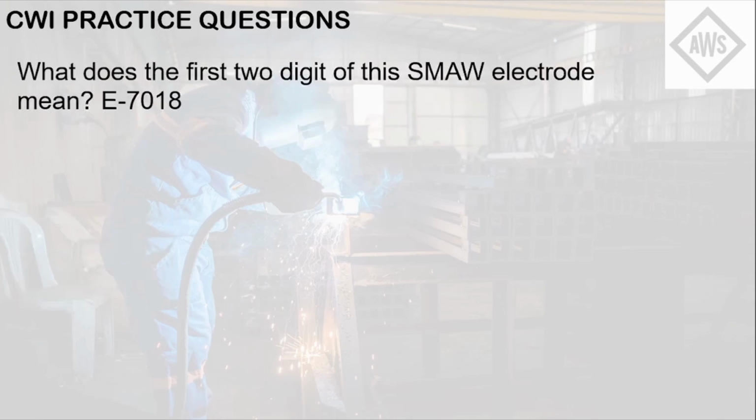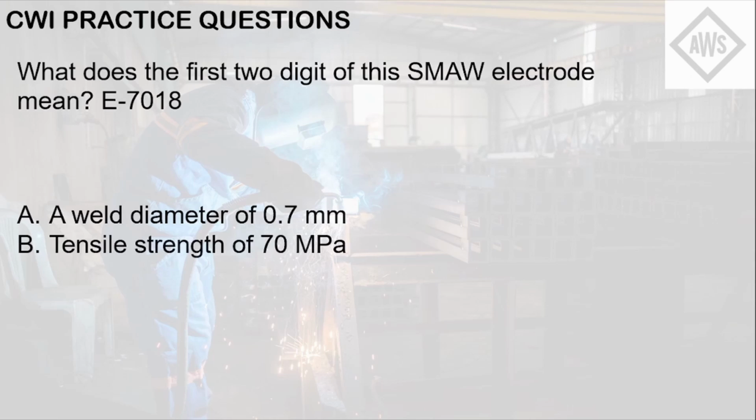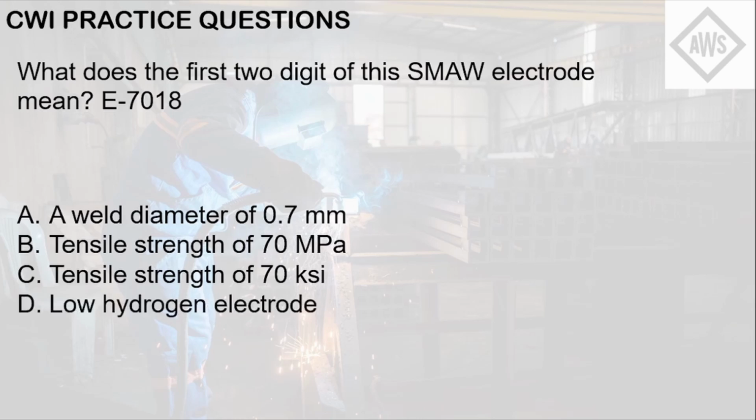Next question about welding electrodes. What does the first two digits of this SMAW electrode mean? E7018. A, weld diameter of 0.7 mm. B, tensile strength of 70 MPa. C, tensile strength of 70 KSI. Letter D, low hydrogen electrode. The answer here is letter C. So the first two digits of this SMAW electrode is the number 70.